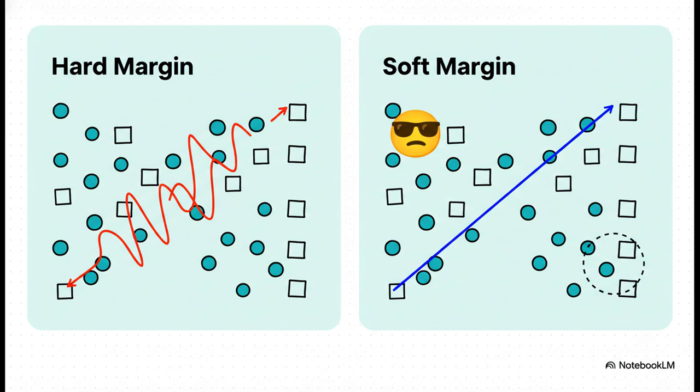But on the right, you've got the soft margin approach. This one's way more chill. It goes for a simpler, cleaner boundary and is totally okay with getting a few points wrong. It sacrifices a little bit of that perfection to be way more reliable in the real world.